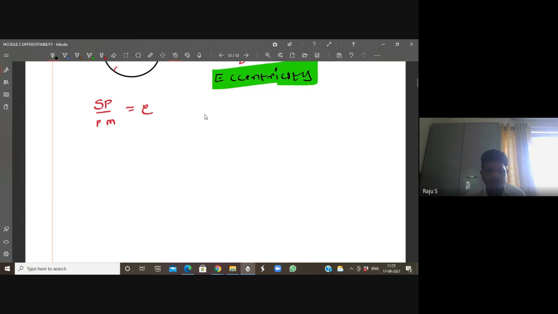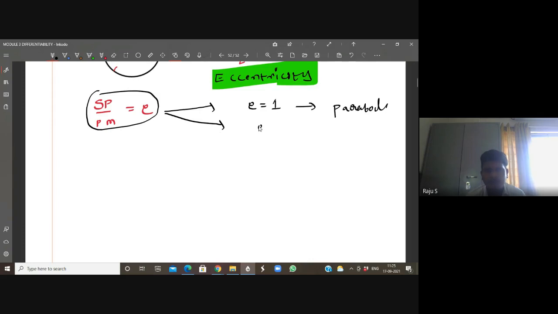So here, three cases will be there. When E is equal to 1, SP by PM will give the conic: the locus of the point P is given by the ratio from the focus to the point and from the point to the directrix, which equals E. When SP by PM is 1, it represents a parabola. When E is lesser than 1, it represents an ellipse.